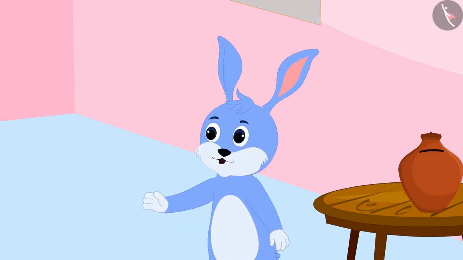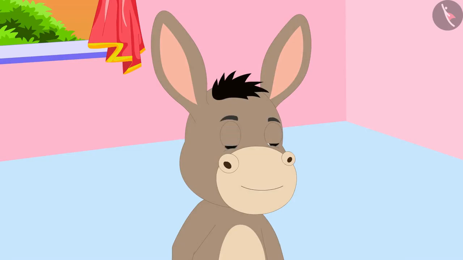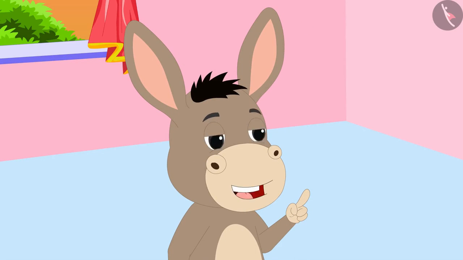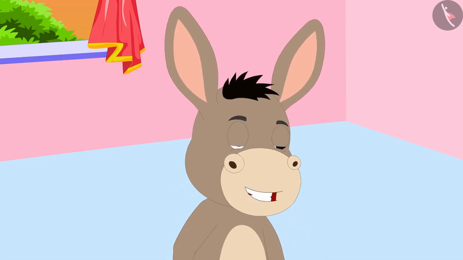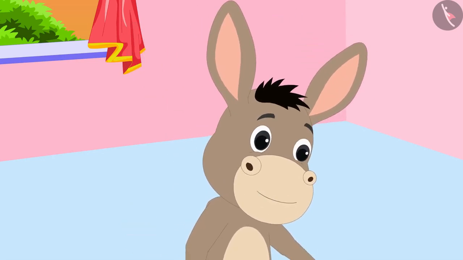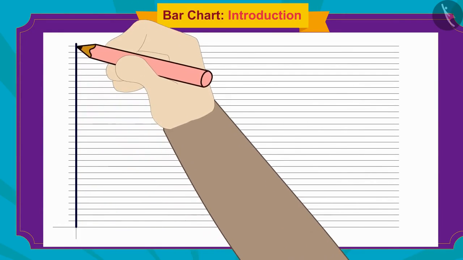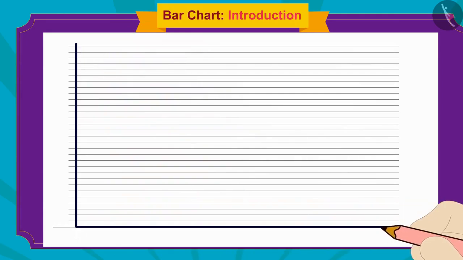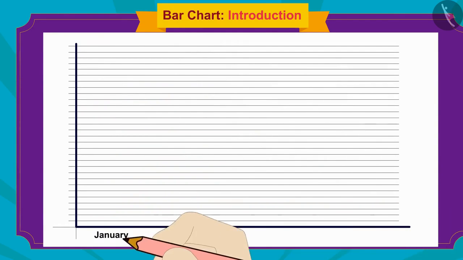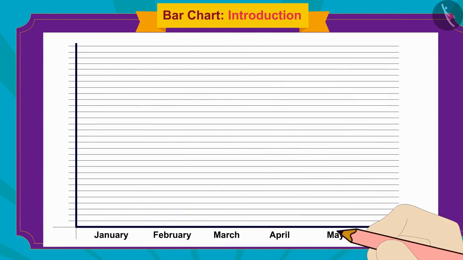Bar chart? What is that? Bar charts are a way of displaying information. Let me teach you how to make it. Bhola drew a vertical line and a horizontal line like this on a paper. Then he wrote the names of the 6 months on the horizontal line in this way.